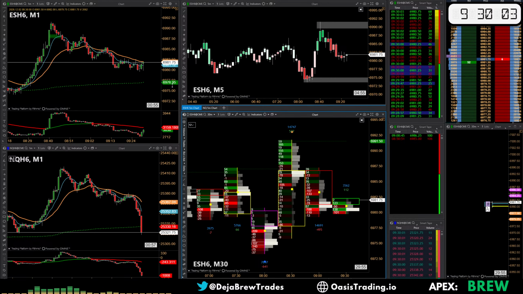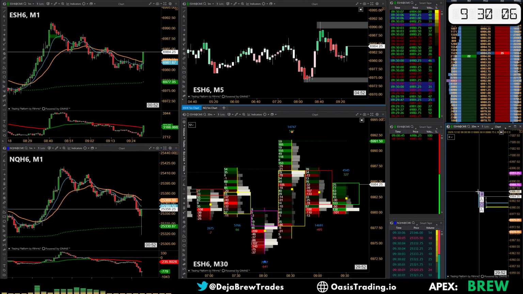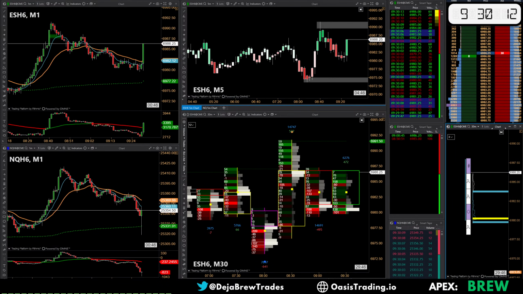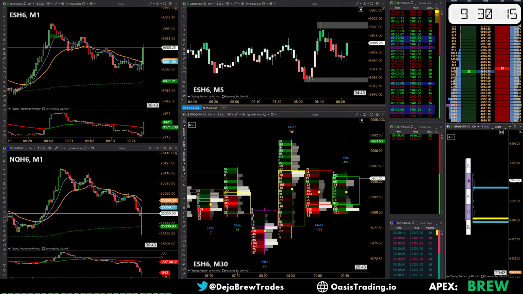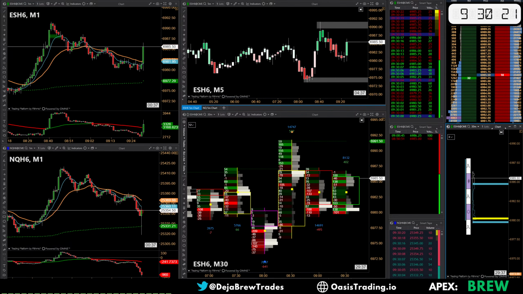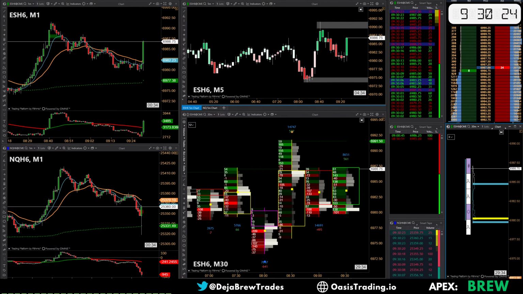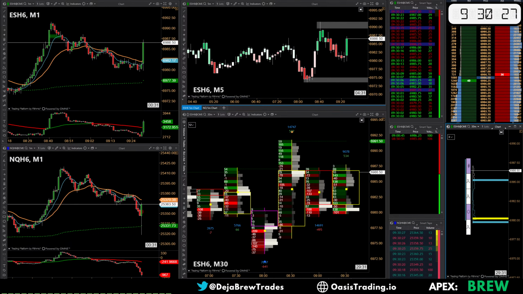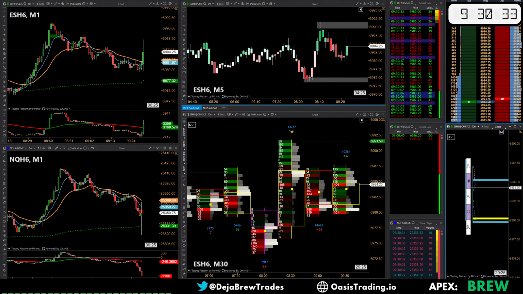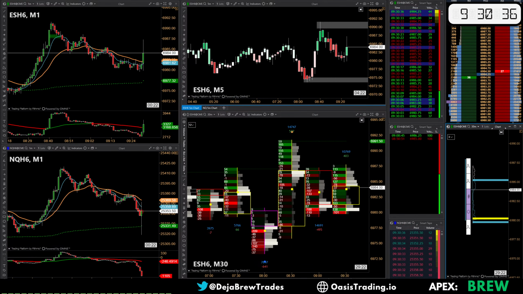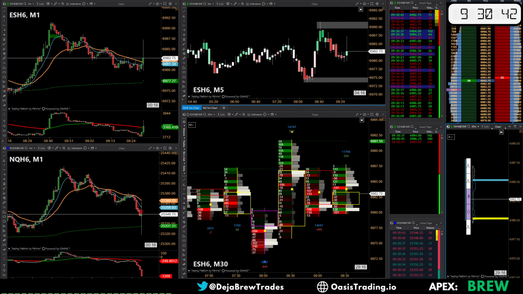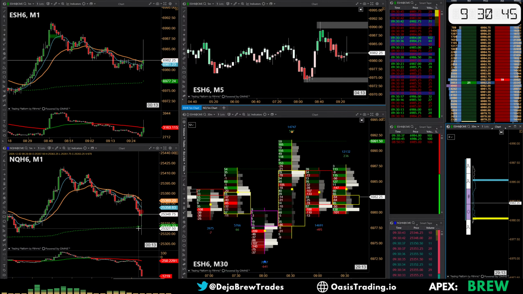Keep an eye on VWAP. VWAP at 76. We're already testing it on NASDAQ right out of the open here. So far, holding on to that VWAP.